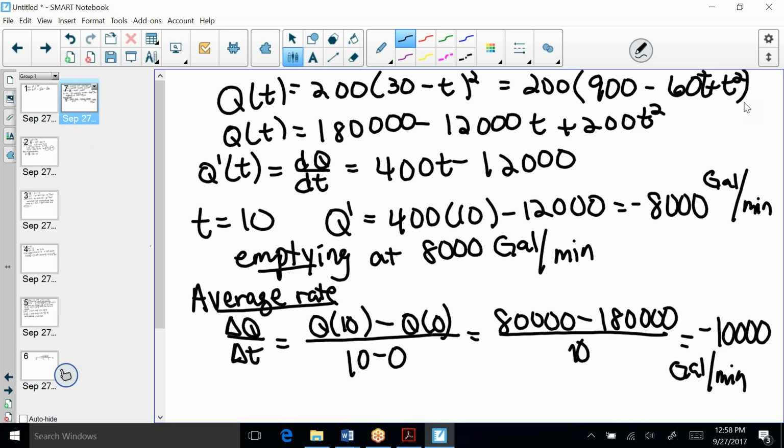So that's going to be the average rate. So for any time t, the rate is going to be different. Here we specifically did it for 10 minutes, but if you're talking about the rate at 1 minute, it's going to be different than the rate at 20 minutes. So on average, it's going to be negative 10,000 gallons per minute.